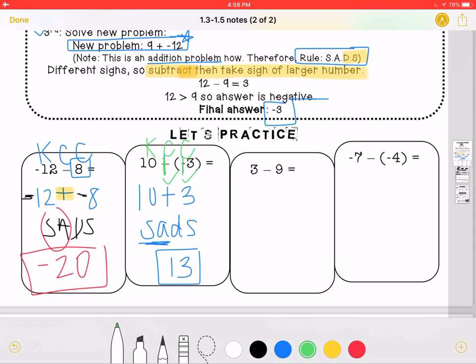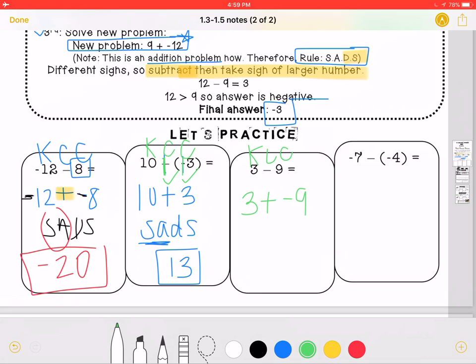All right, next, let's do this next one together. I'm going to say KCC. Let's keep the 3. Change subtraction to addition. Change a positive 9 to a negative 9. Now that I have an addition problem, you should be thinking of SADS. Same sign add, different signs subtract.